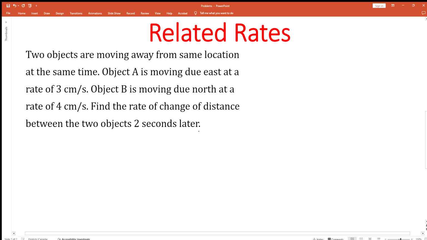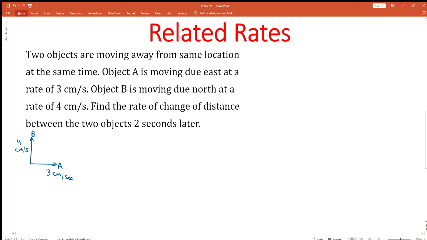The first step is to draw a diagram for this problem. As per the problem, object A is moving due east at a speed of 3 centimeters per second. From the same location and at the same time, object B is moving due north at a speed of 4 centimeters per second. We have to find the rate of change of distance between these two objects.